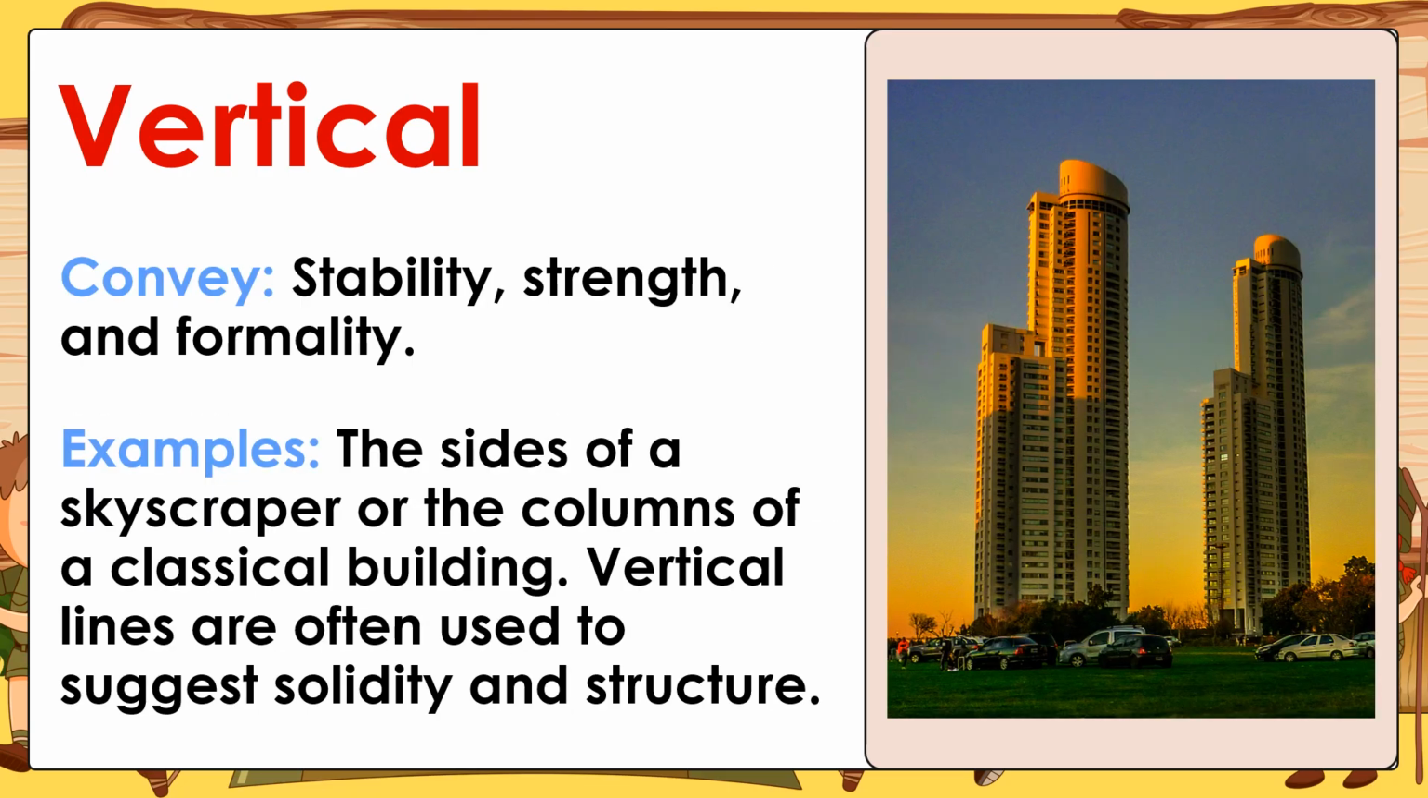Vertical line conveys stability, strength, and formality. Examples: the sides of a skyscraper or the columns of a classical building. Vertical lines are often used to suggest solidity and structure.